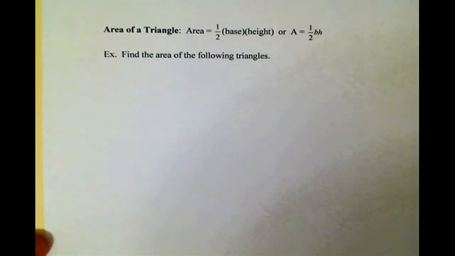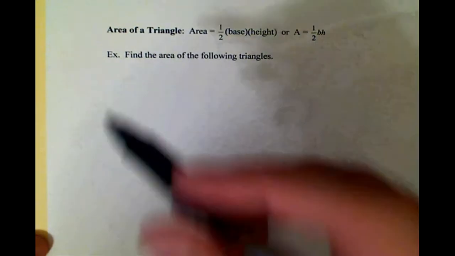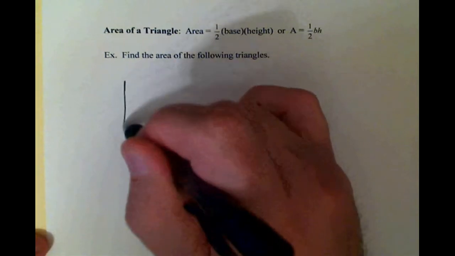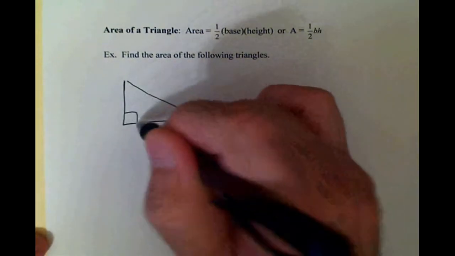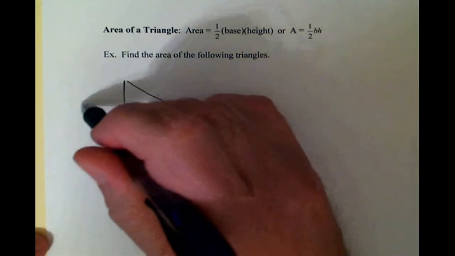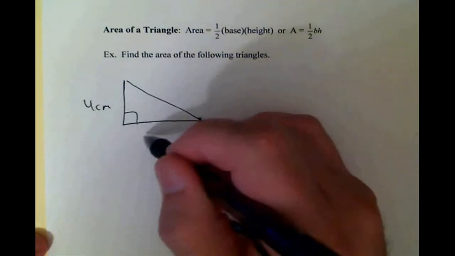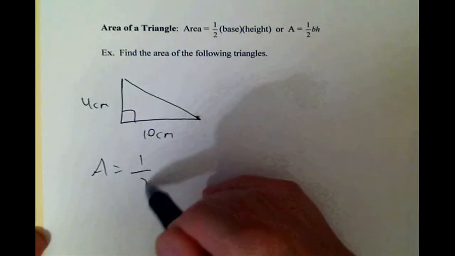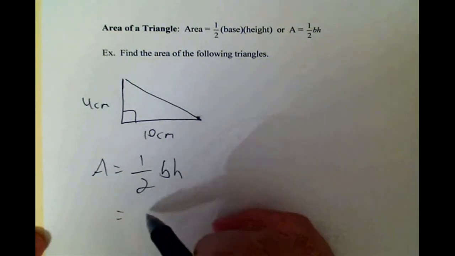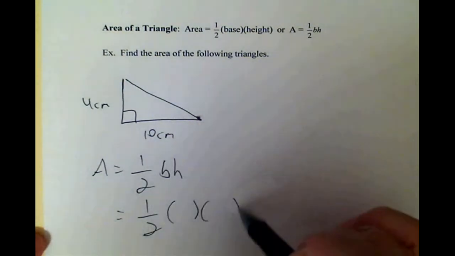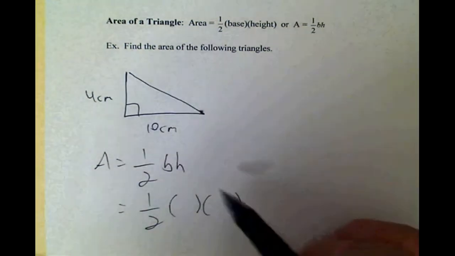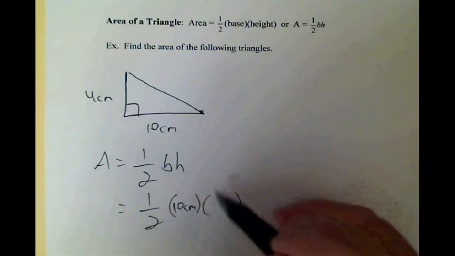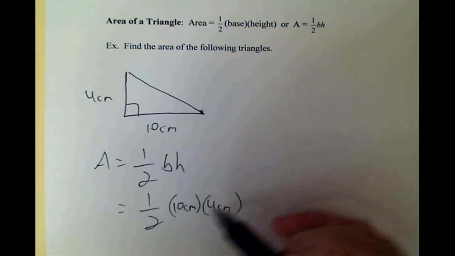Let's do some examples. Let's find the area. We'll do a couple of triangles. Let's do a right triangle. Let's say this is 4 centimeters and this is 10 centimeters. So the formula we're going to use is 1/2 base times height. Notice how I write these out. I always use parentheses to represent substitution. The base is 10 centimeters and the height is 4 centimeters.